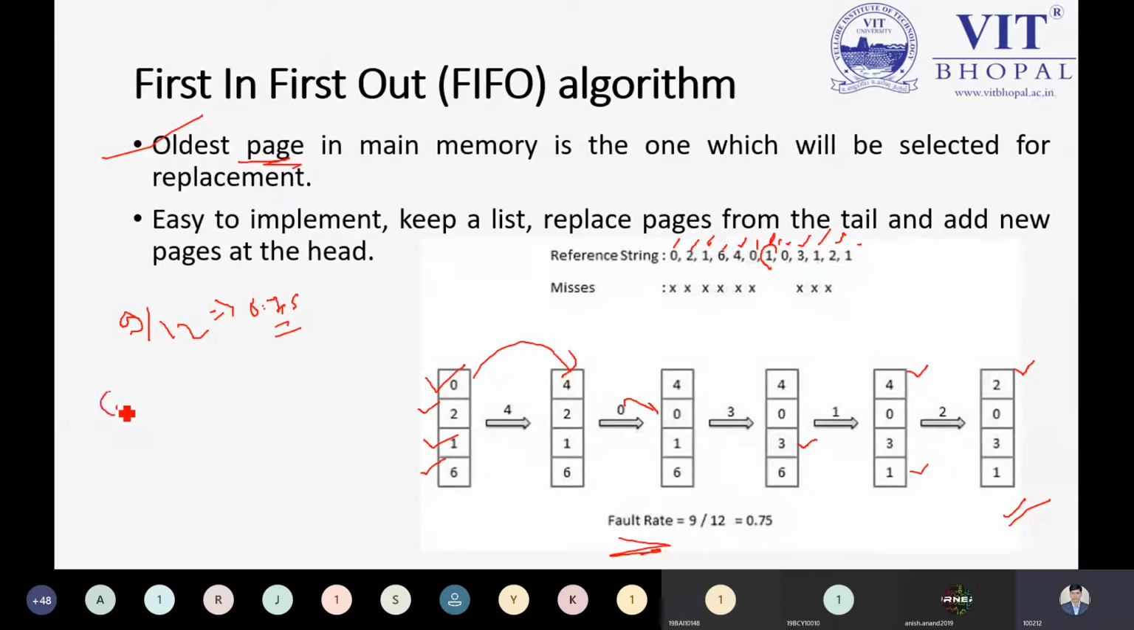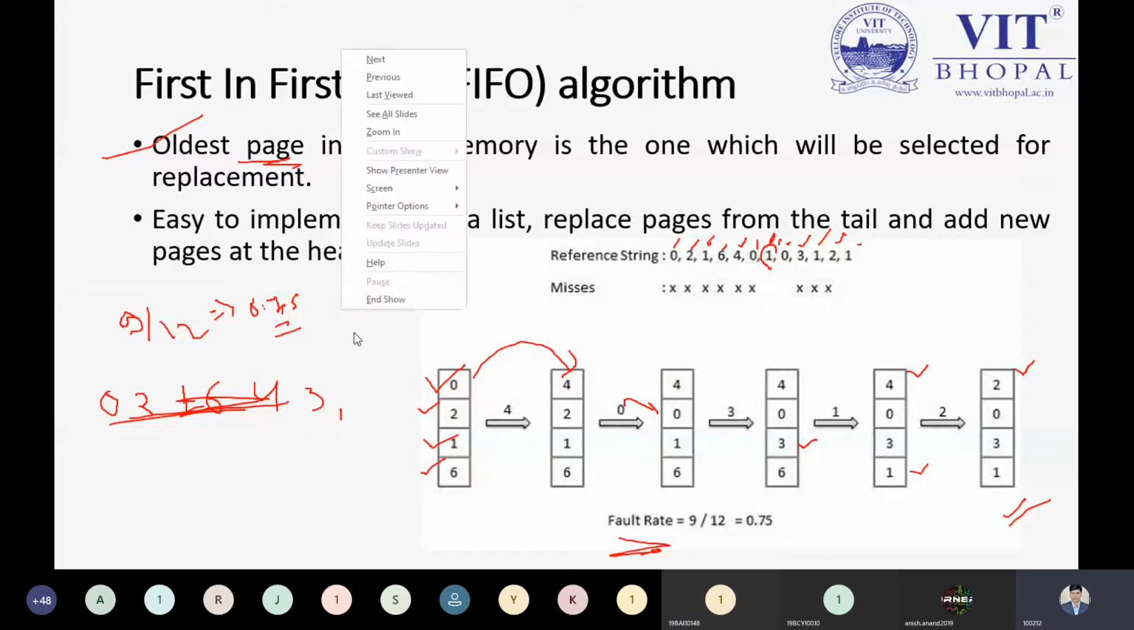Total number of misses divided by total number of attempts. Okay. So first we are taking the 0, 2, 1, 6. Then we are taking the 4, and then 0 is already here, so we did not pick. 1 is already here, so we did not pick. Then 0 3 will be replaced by 4, sir, and then 2 is already here, and then 2 and 1. Yes, now tell me.